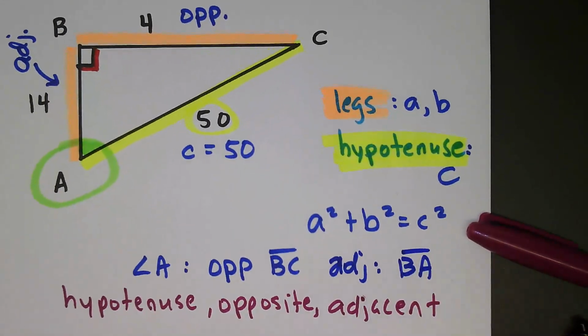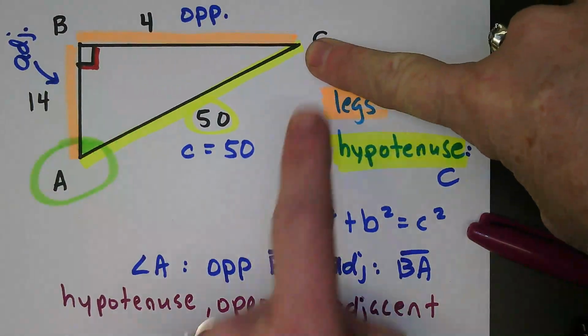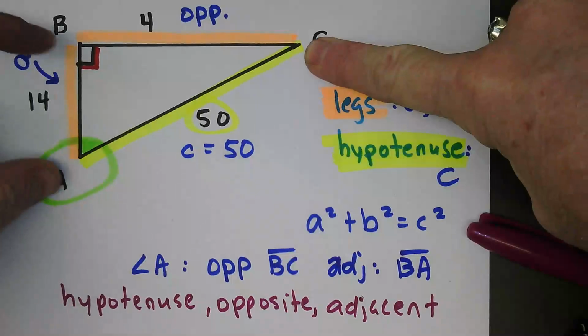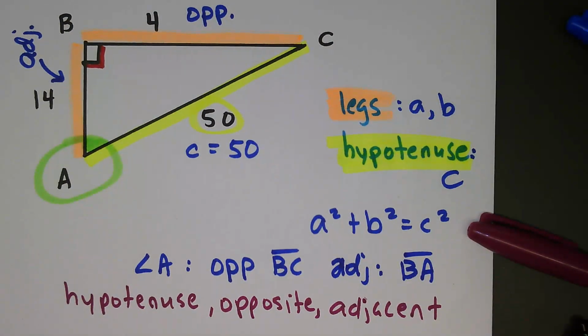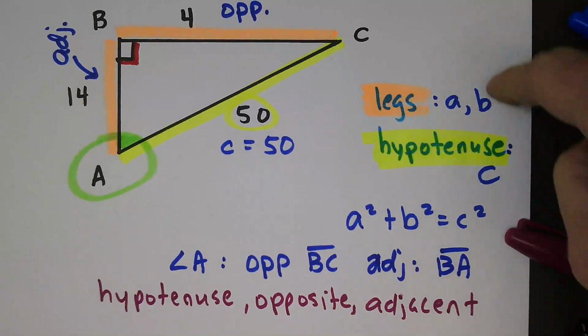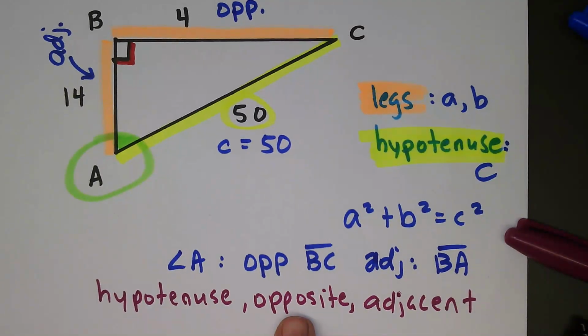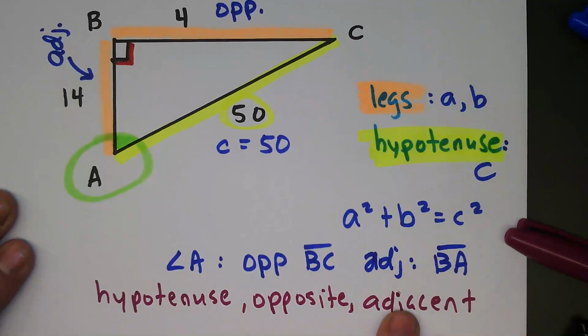The reason it matters what angle we're at is because if I flip the switch and look over here at angle C, this isn't opposite anymore. Now, actually, this side over here is my opposite side, and this side is my adjacent. So it's all relative to an angle. So hopefully that clarifies a little bit in a right triangle how you identify your hypotenuse, your legs, and then also, once you establish one of the acute angles, in this case A, what's the opposite, what's the adjacent?